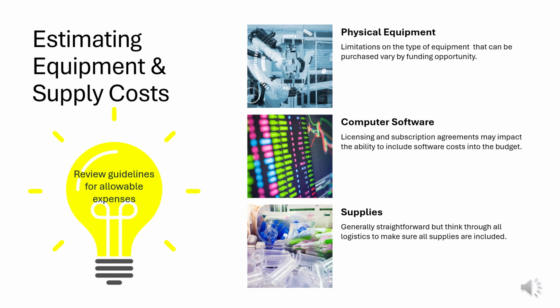For equipment and supply costs, it is important to account for restrictions on the type of equipment that may be purchased, as these can vary depending on the funding opportunity. Computer software expenses, including licensing and subscriptions, should also be carefully considered, since such costs might be subject to specific guidelines or limitations. Additionally, all logistics related to project activities should be reviewed, ensuring that all needed supplies are covered. For example, in projects requiring blood testing, portable sharps containers may be needed, but may not be at the front of mind when thinking about completing this testing.